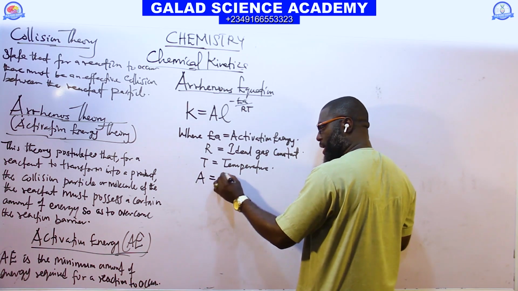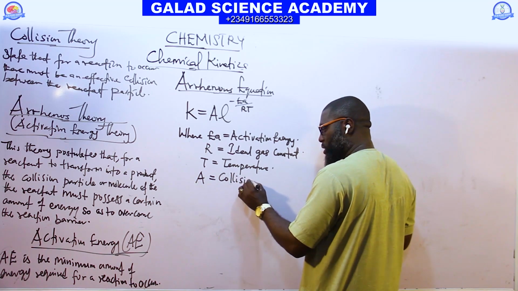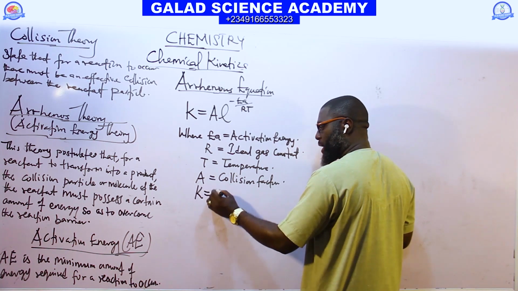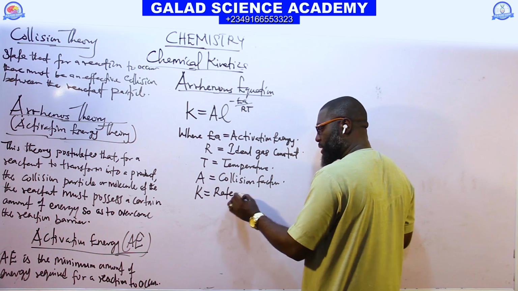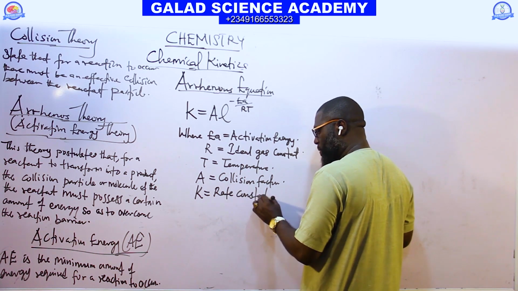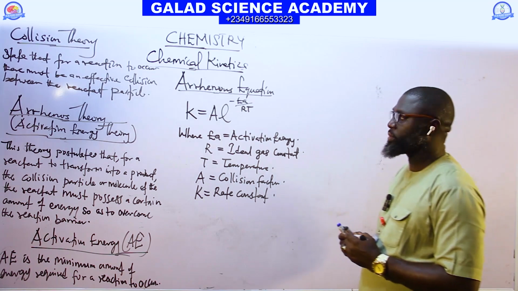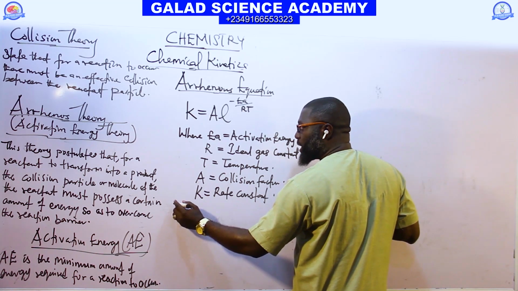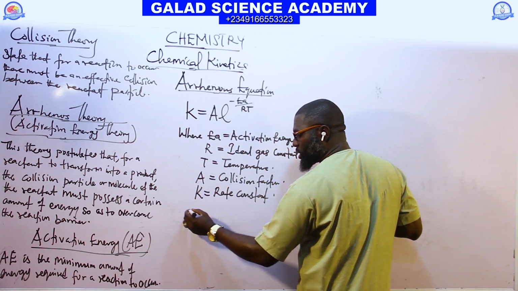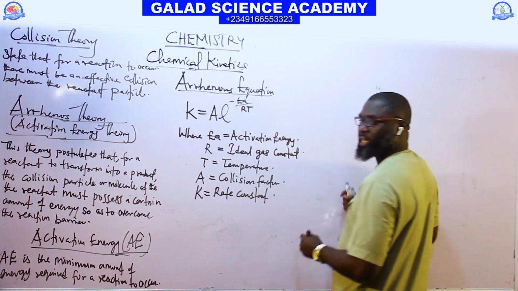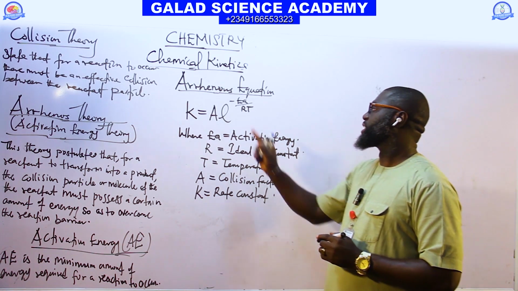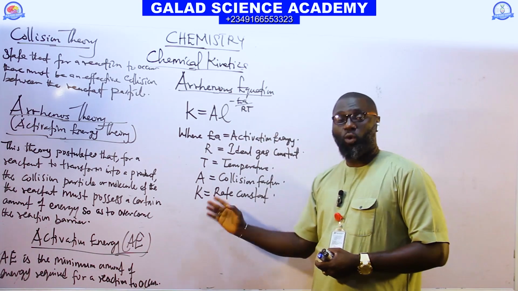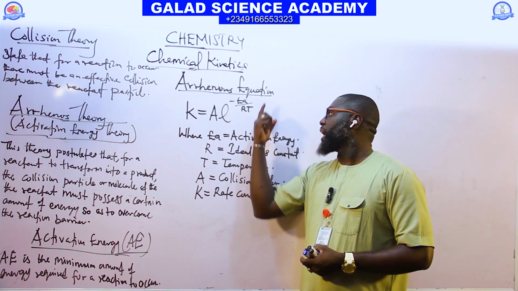A is collision factor. K is rate constant. So we can use this Arrhenius equation to calculate the activation energy. The function of this Arrhenius equation is to determine activation energy.